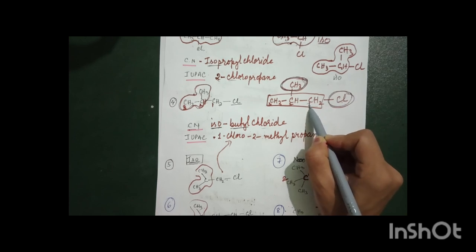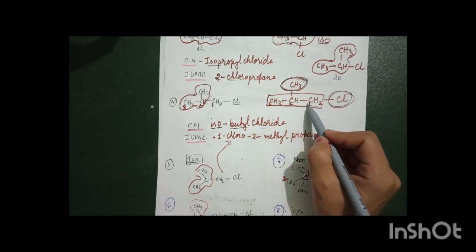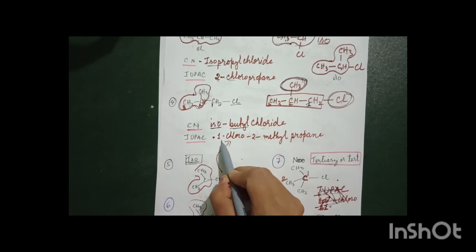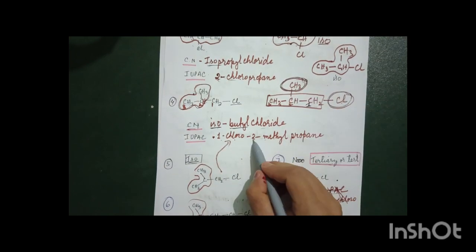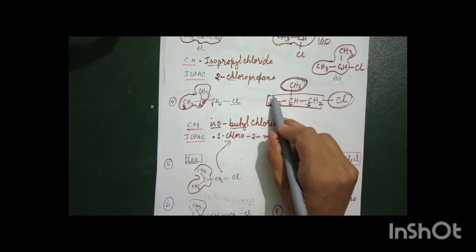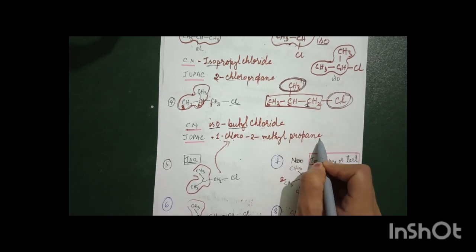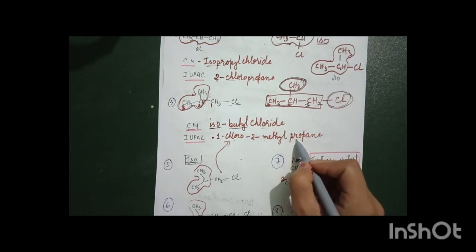As this is the functional group, we will start from here as 1, because the substituent should get the lowest number. So 1, 2, 3. In the one position it is chloro, 1-chloro. In the second position it is methyl, so it is 2-methyl. The total carbon chain is 1, 2, 3. So 3 is propane. This is out of the chain, so only this chain we have to count. Propane.